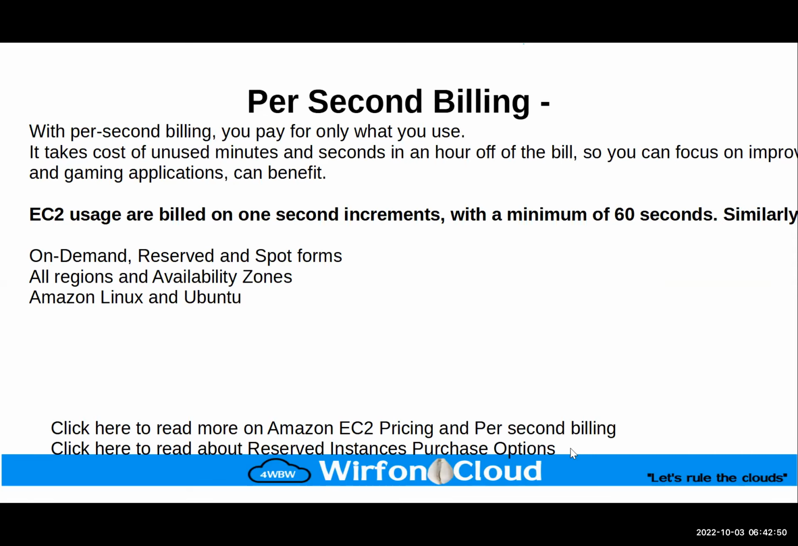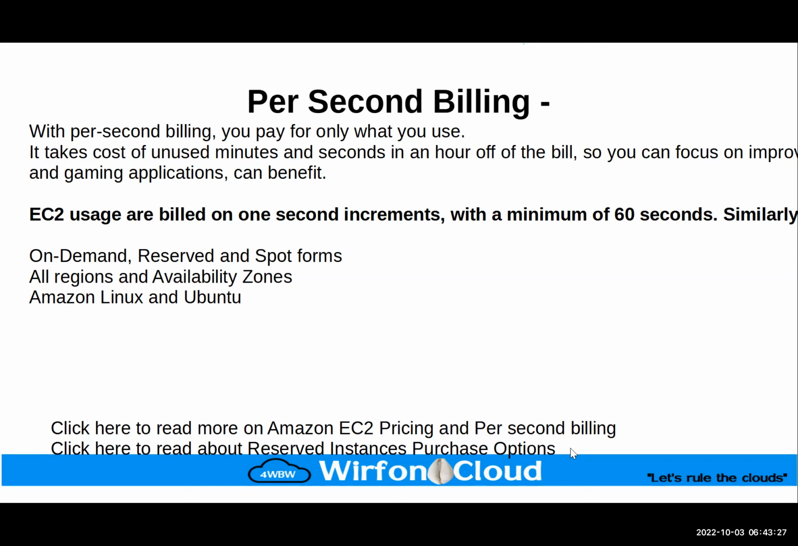Then you have per second billing. There you pay for what you use, and it takes the cost of unused minutes and seconds in an hour off of the bill, so you can focus on improving your applications. EC2 usage is billed in 1 second increments with a minimum of 60 seconds. This is similar for on-demand, reserved, and spot instances in all regions and availability zones, and for Amazon Linux and Ubuntu.